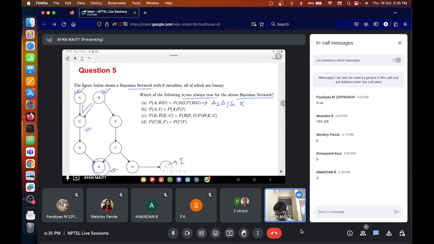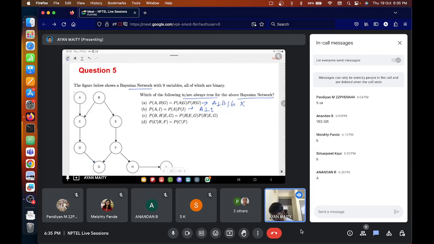Then you have to check option B, probability of A comma I equals probability of A into probability of I. This simply asks whether A and I are independent or not. No evidence is given, so no variables are given here. You have to find out whether A and I are independent or not.